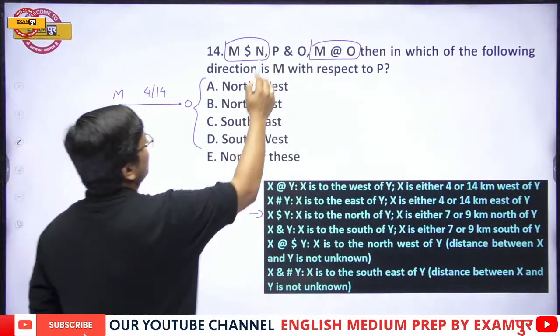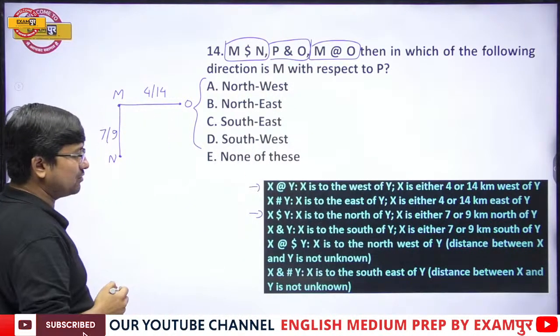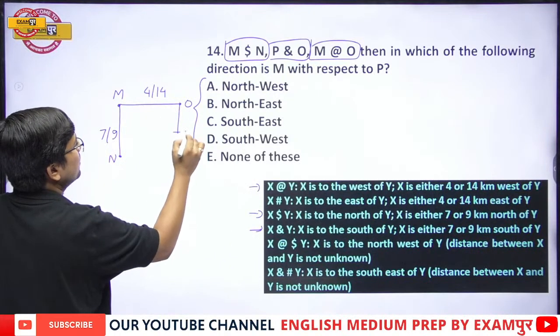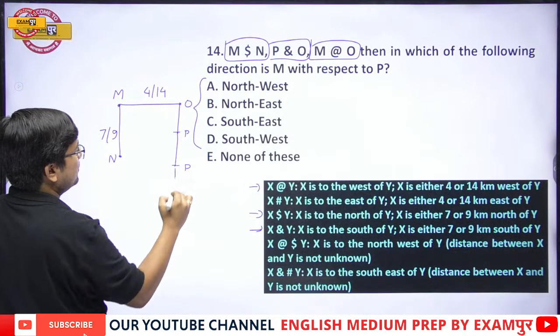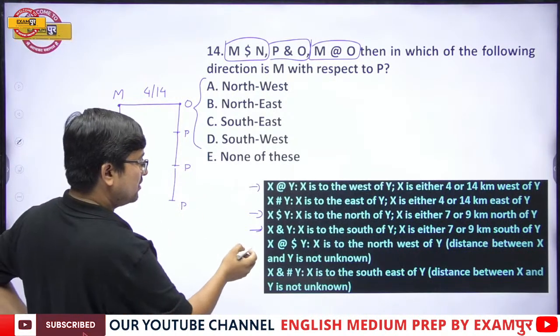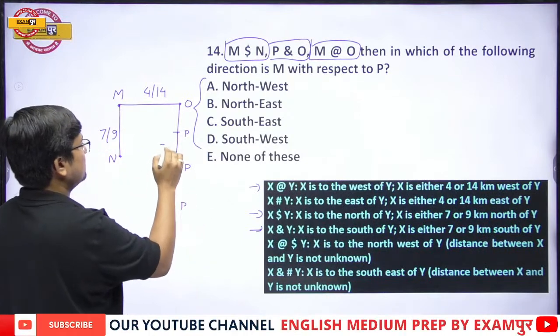And now P and O. P and O means P is south of O. Now P south of O can be here, can be here, can be here. And the distance is, we don't know, it is 7 or 9.